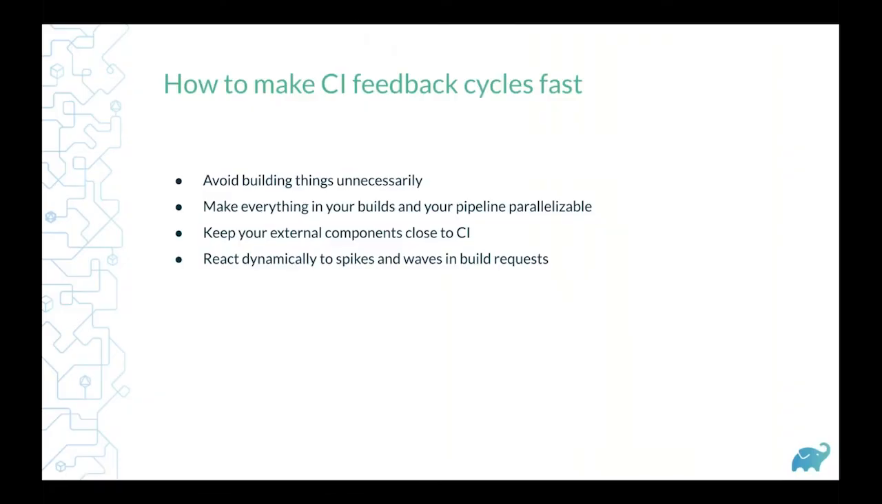All right. So then I think we can get to wrapping this up. All right. So how can we make our CI feedback cycles fast? Right, to summarize. Let's not build things if we have built them before. It's unnecessary. We can use a cache for that.